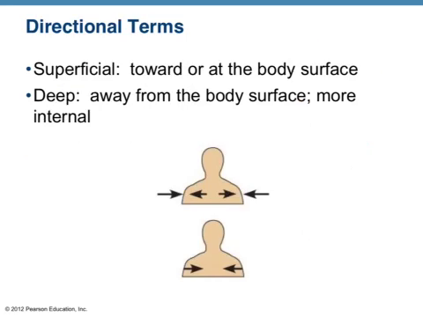So this pair of directional terms, superficial and deep. Superficial means at the body's surface, so the outside of the skin, or toward the outside, and deep is away from the surface or towards the inside. These two are also typically exchanged. They're not seen here on the screen, but superficial can be substituted with external, and deep can be substituted with internal.